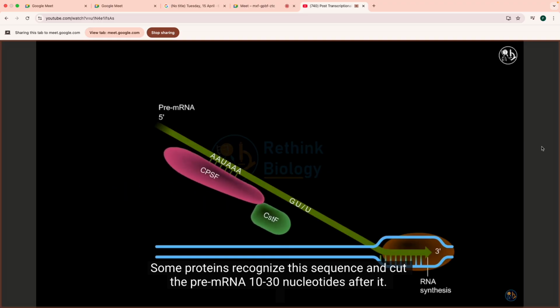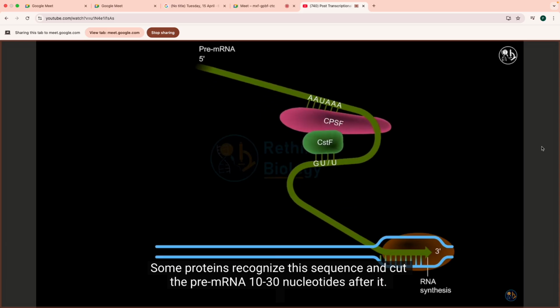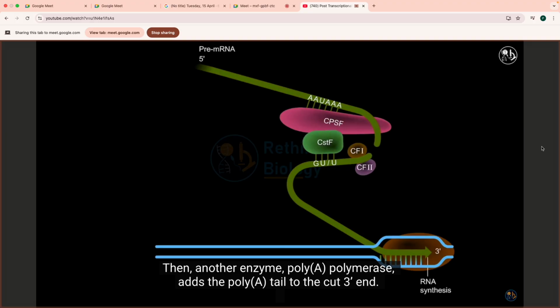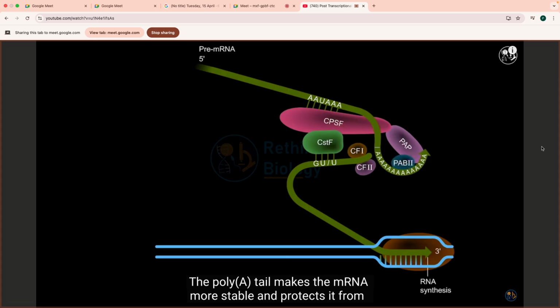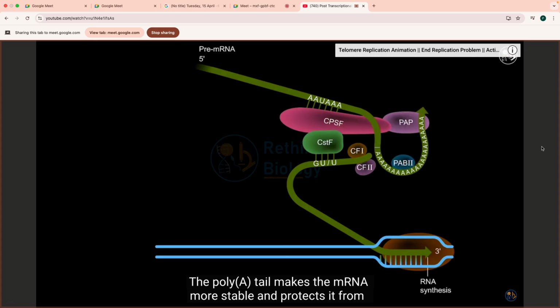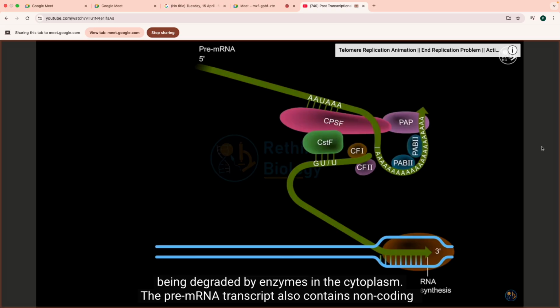Some proteins recognize this sequence and cut the pre-mRNA 10 to 30 nucleotides after it. Then another enzyme, poly-A polymerase, adds the poly-A tail to the cut 3' end. The poly-A tail makes the mRNA more stable and protects it from being degraded by the enzymes in the cytoplasm.